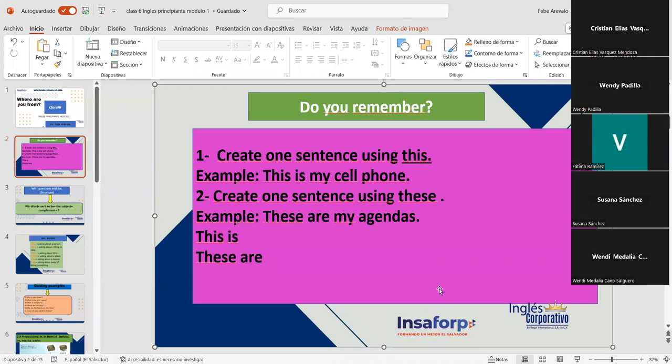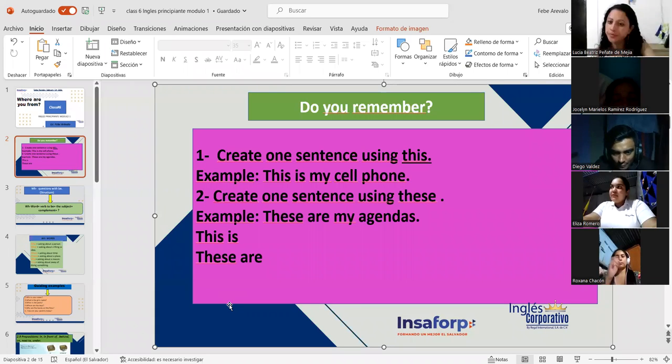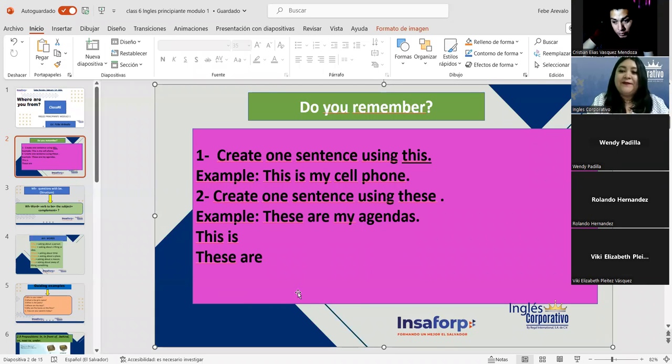Y déjenme ver. Wendy Padilla, please. These are friends of my daughter. These are my daughter's friends. Very good. Qué bueno, these are my daughter's friends. That's correct. Bravo. Okay.